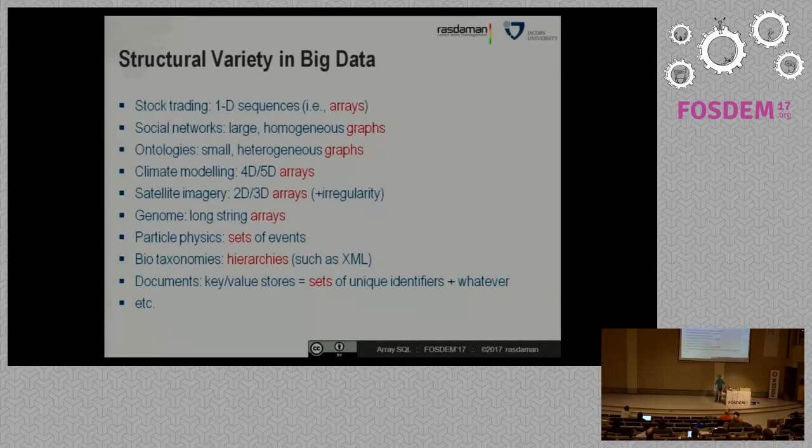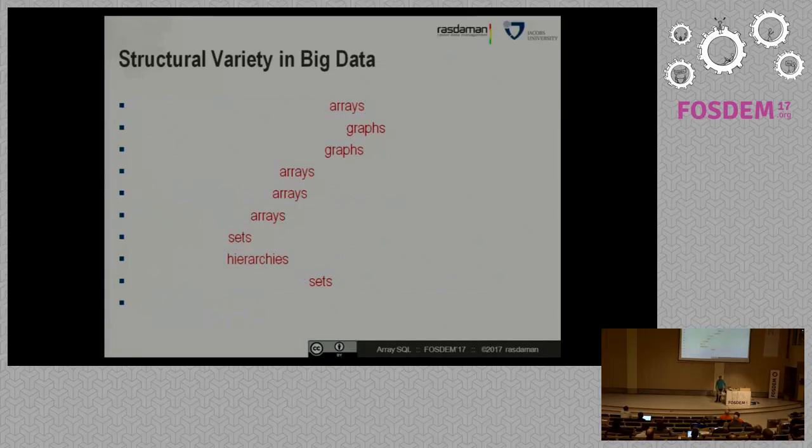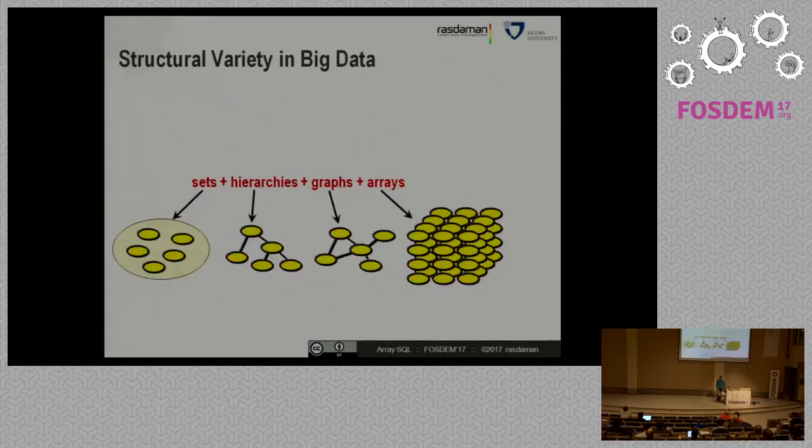If I abstract away from those randomly picked domains, then I find very few data structures. I can conflate them into sets. We have large numbers of elements that just form unrelated sets. For this, we have relational databases. We also have NoSQL databases. Works, sort of. We find hierarchies. Hierarchies can be modeled, for example, in XML, or other formats like JSON as well. So we are on the way.